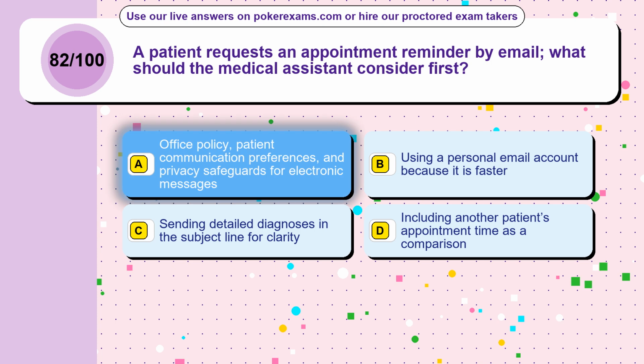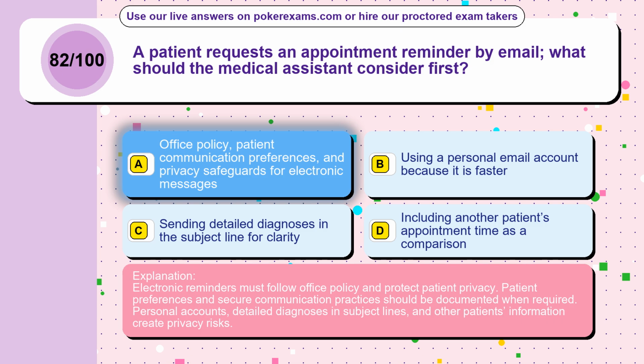The correct answer is option A, office policy, patient communication preferences, and privacy safeguards for electronic messages. Electronic reminders must follow office policy and protect patient privacy. Patient preferences and secure communication practices should be documented when required. Personal accounts, detailed diagnoses in subject lines, and other patients' information create privacy risks.